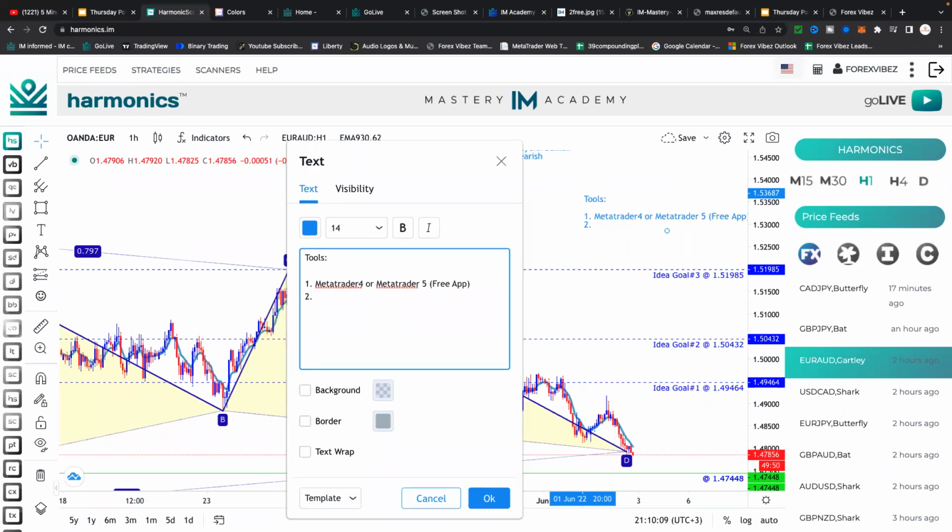Another thing, once you start to advance in this and you're ready to gravitate away from the scanners, you want to get TradingView. Go ahead and download it as an app as well, and you can also do it on desktop. So the first two, MetaTrader 4 or MetaTrader 5, and then also your TradingView app.